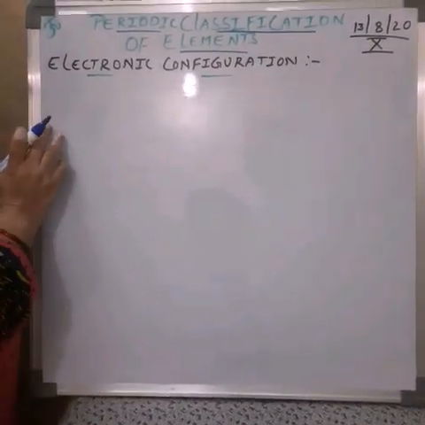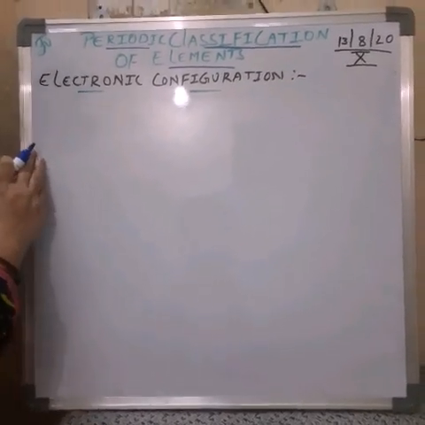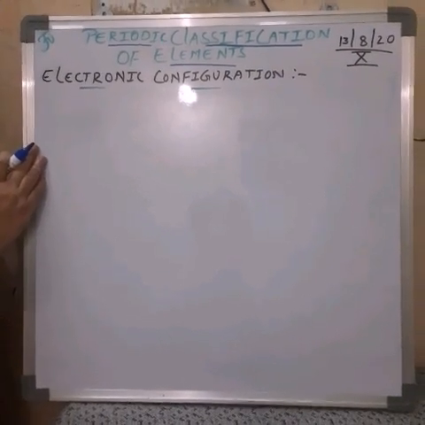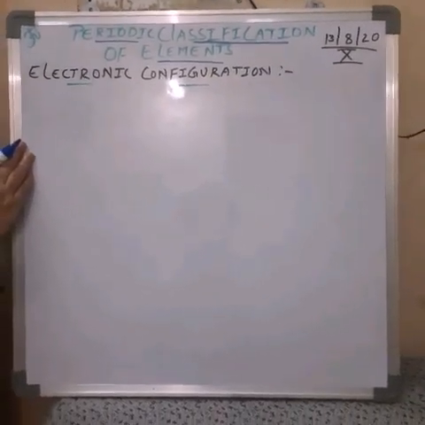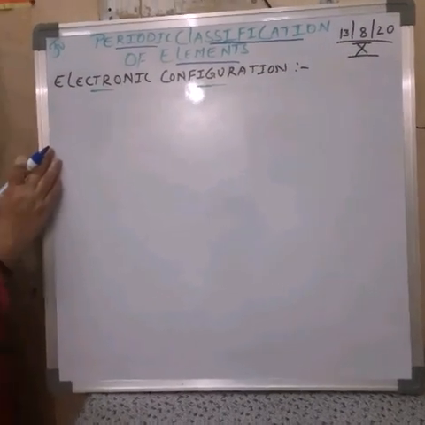In the previous session we were talking about what is electronic configuration. And what is electronic configuration? The periodic arrangement of electrons in an atom. And where are these electrons present in an atom? In the shell, which will have subshells.